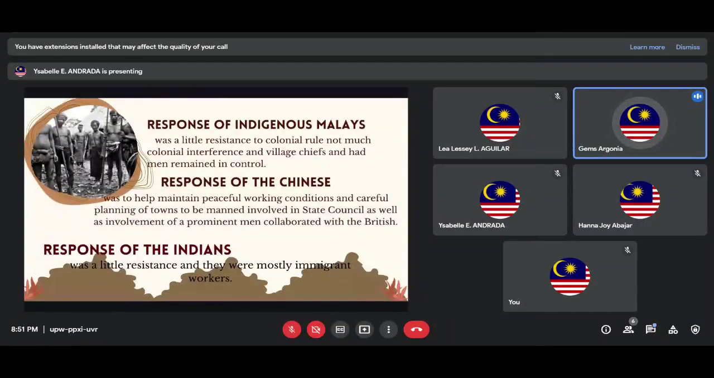The response of the indigenous Malays was little resistance, as there was not much colonial interference, and village chiefs remained in control. The response of the Chinese was peaceful, with good working conditions, and they were careful to be involved in state councils and collaborated with the British. The response of the Indians was a little resistant. They were mostly immigrant workers.